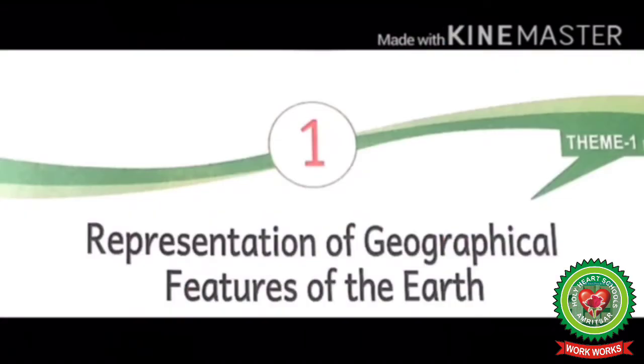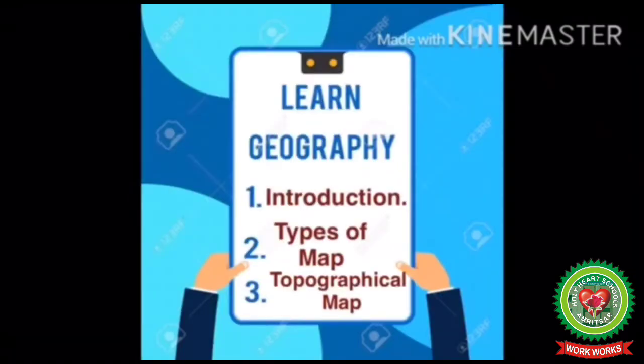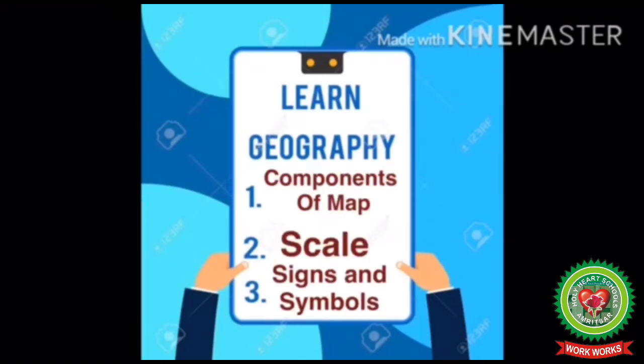We were doing lesson number 1 of geography. The lesson name is Representation of Geographical Features of the Earth. Topics to be discussed in this lesson are: number 1, its introduction; number 2, types of map; number 3, topographical maps. After that, we will discuss components of map. In components of map, we will cover two topics. Number 1, scale. Number 2, conventional signs and symbols.